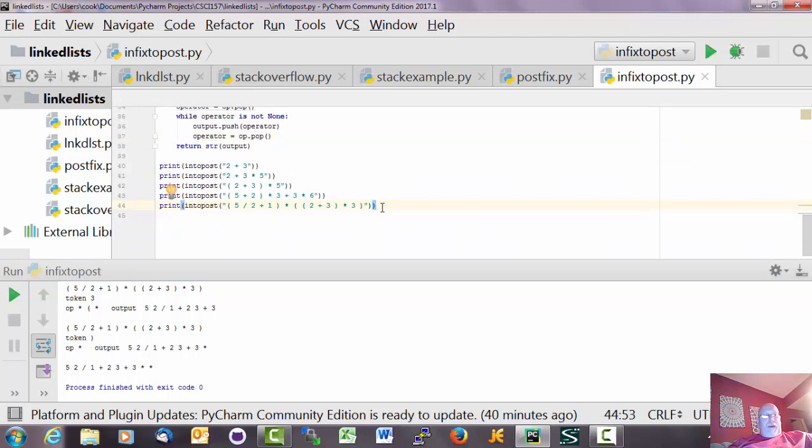So, Dijkstra's algorithm. One of the things to keep in mind from this video is a use for stack is to reverse the order in which things appear.